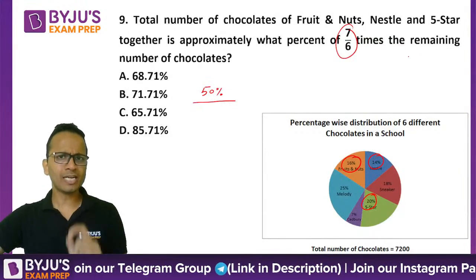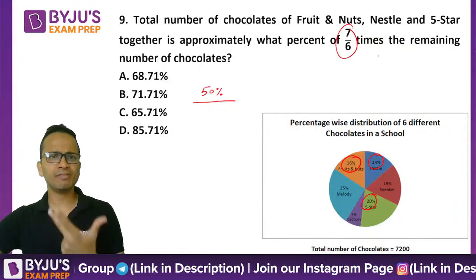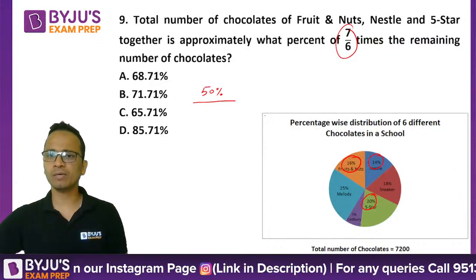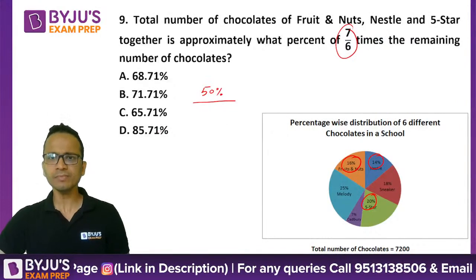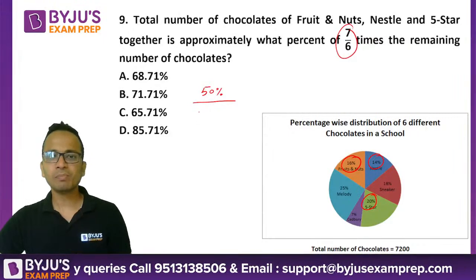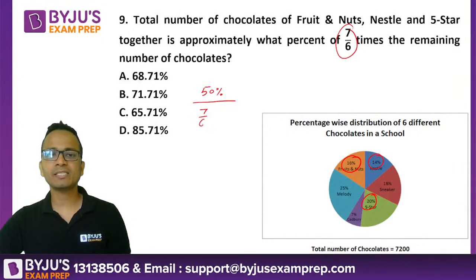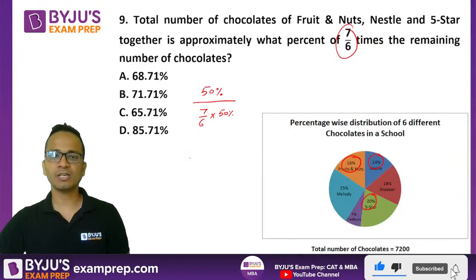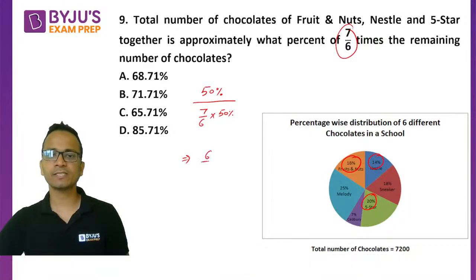अब जो चॉकलेट अंडर कंसिडरेशन है, फ्रूट एंड नट, नेस्ले एंड 5 स्टार, ये कंट्रीब्यूट करते हैं 50%. सो रिमेनिंग भी 50% ही होगा, कैलकुलेट करने की जरूरत नहीं है. ओके, सो this 50% is what percentage of 7 by 6 times 50%. So 50 से 50 कैंसिल आउट हो जाएगा और मेरा आंसर हो जाएगा 6 by 7.